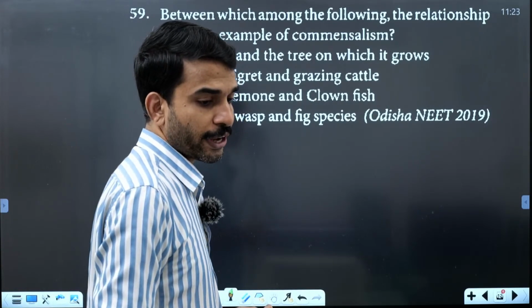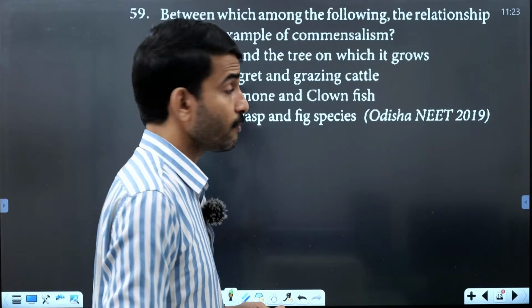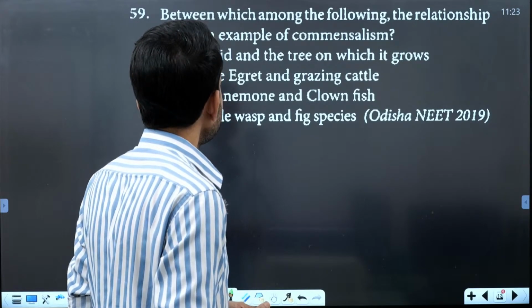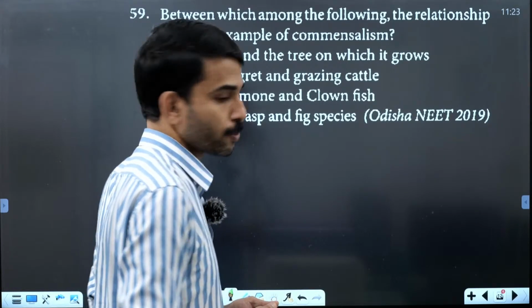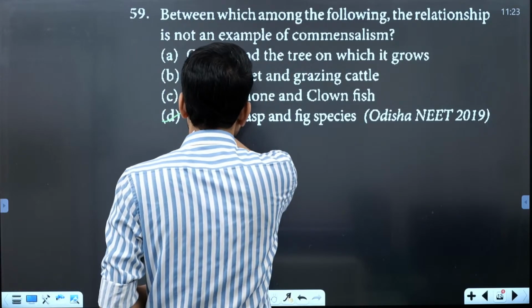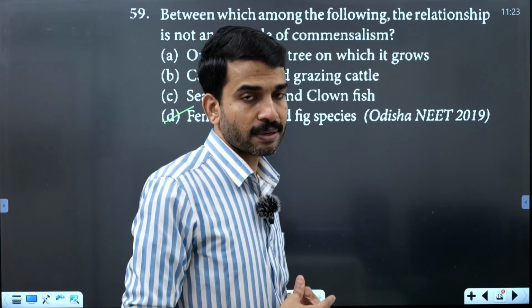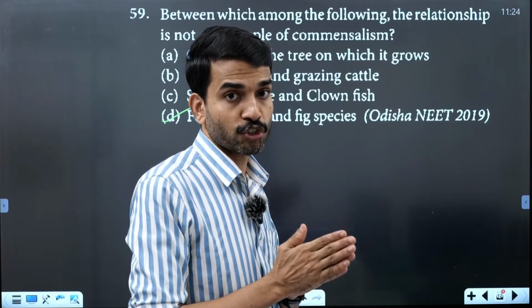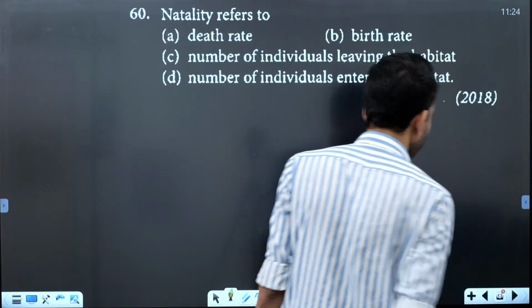Orchid and the tree on which it grows, epiphyte, like vanda on a mango tree, you remember. Then cattle egret and grazing cattle, sea anemone and clownfish, female wasp and fig species. We'll go with D, female wasp and fig species. Here it is mutualism, as given in our textbook, a one to one relationship, coevolution, everything we have discussed there. So our answer is supposed to be D.